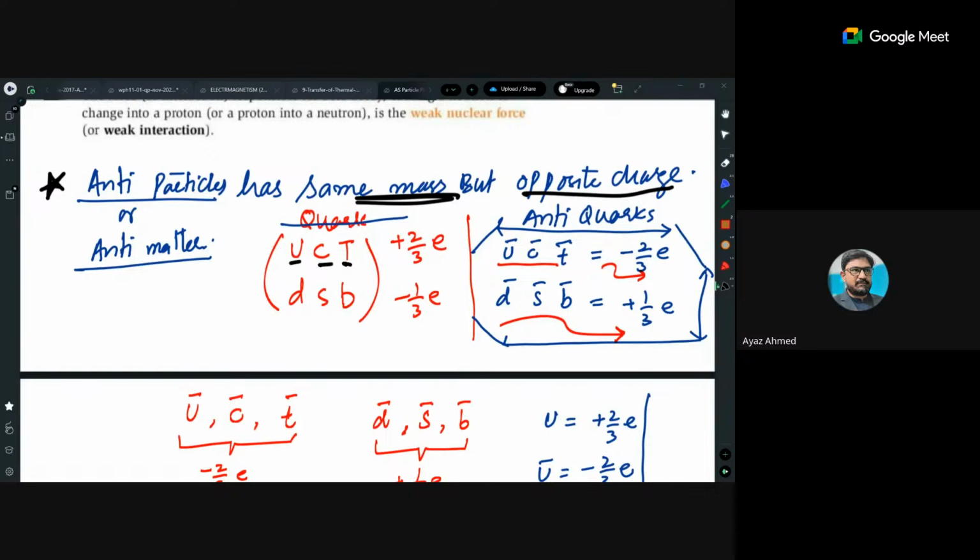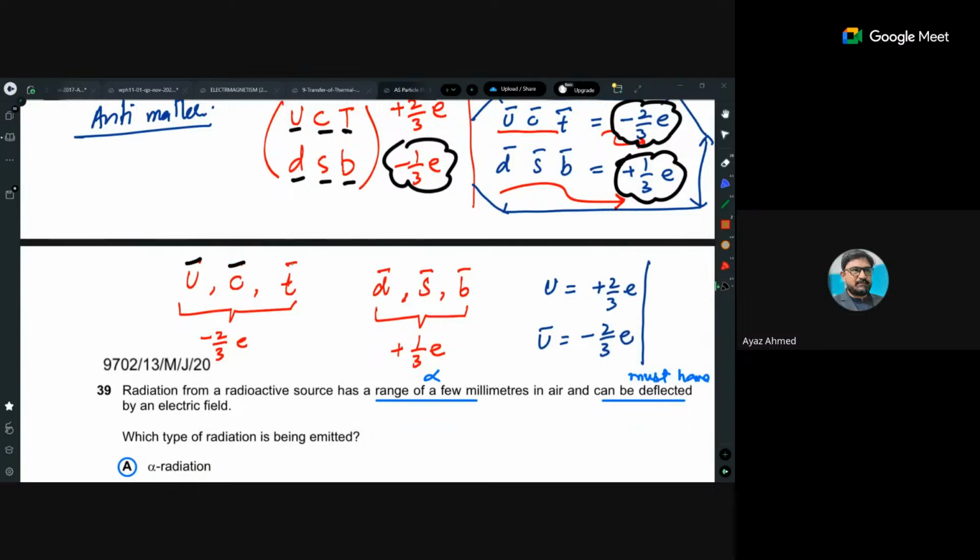So if u, c, t have plus 2 by 3, then u bar, c bar, t bar, the antiquarks, would have the charge of minus 2 by 3. And if d, s, b have minus 1 by 3, then d bar, s bar, b bar, the anti-down quark, anti-strange quark, and anti-bottom quark, would all have plus 1 by 3. Antiquarks are those which have bars on them. They have opposite charges, fractional charge, and so on.